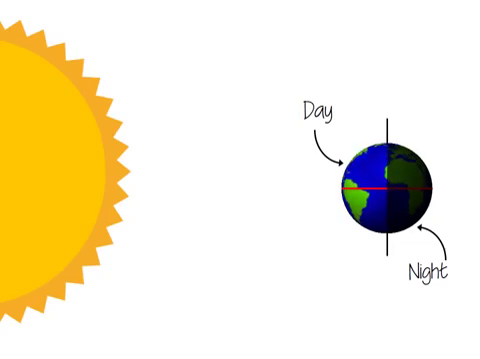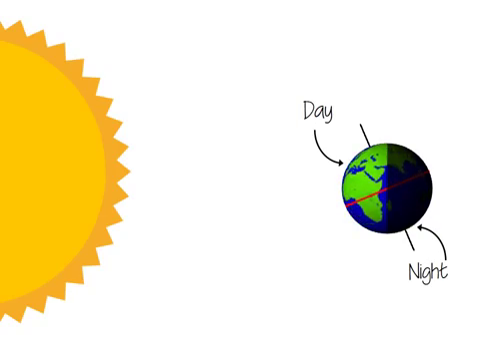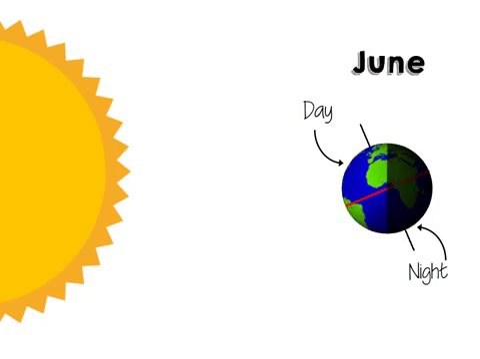But the Earth is not straight up and down. It is tilted at an angle of 23.3 degrees. Because of this, the northern hemisphere is pointed towards the Sun at this time of year. In this picture, it's June.